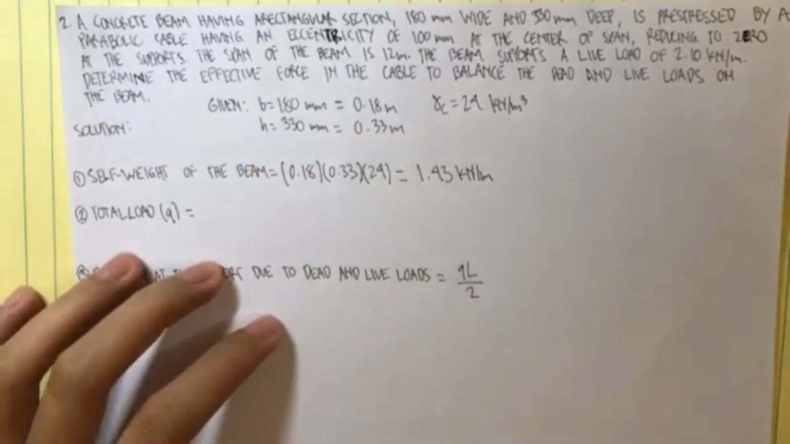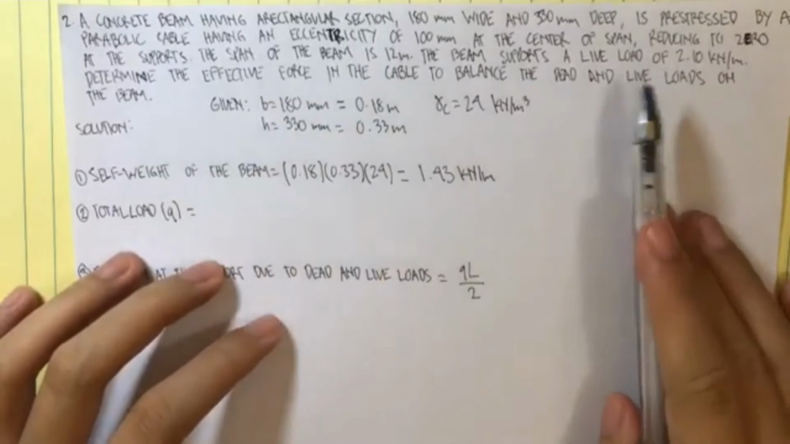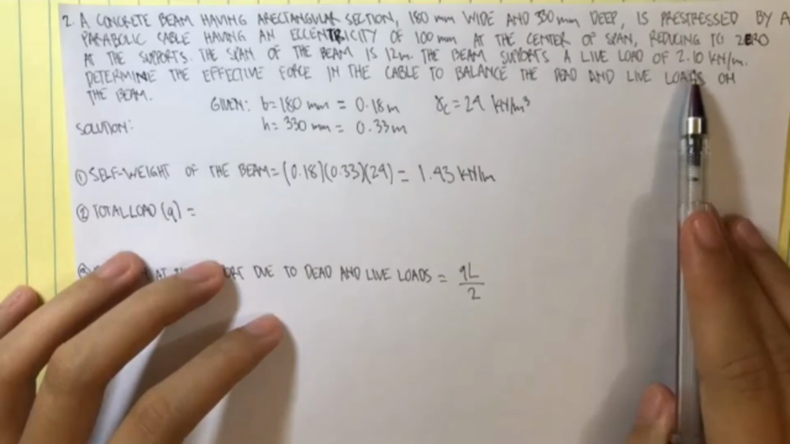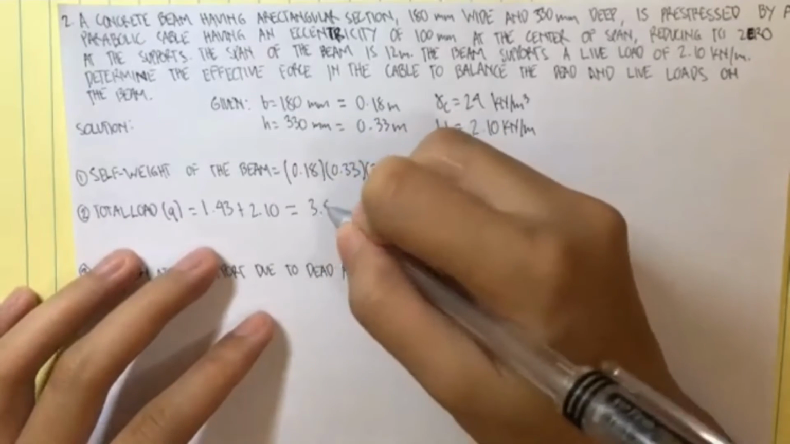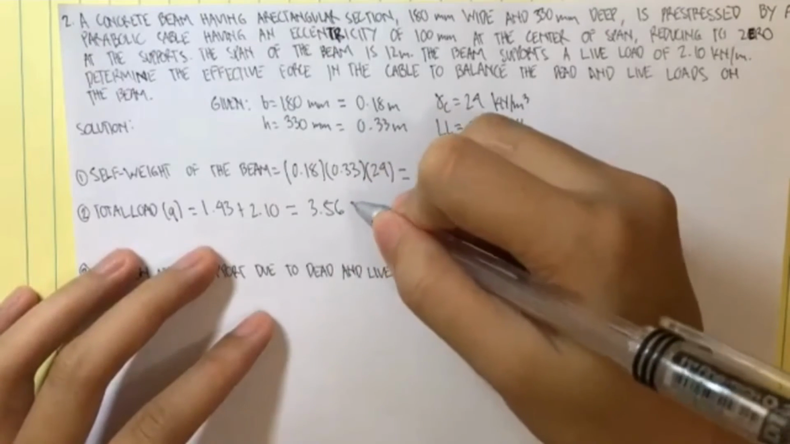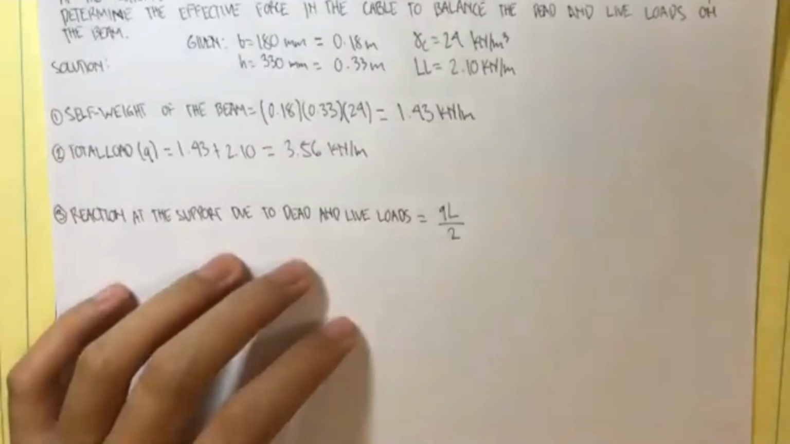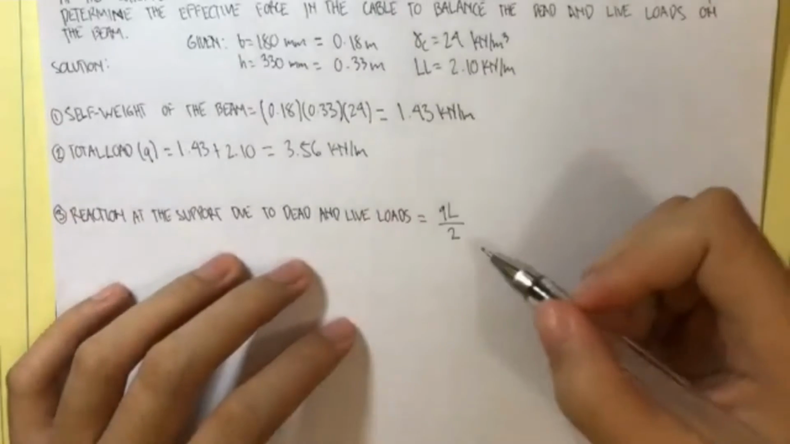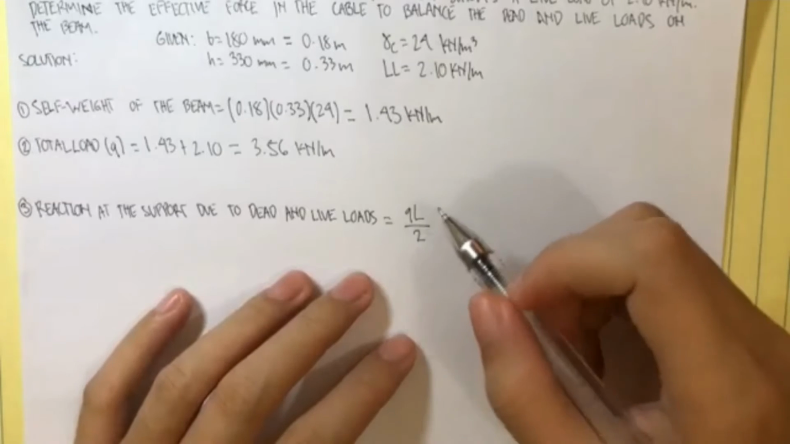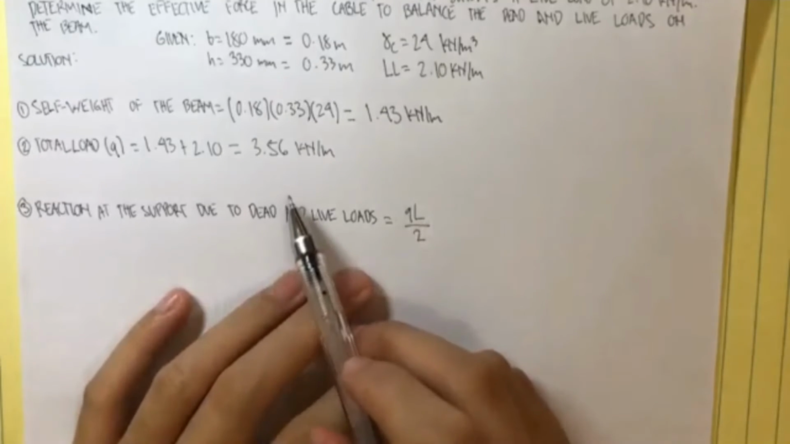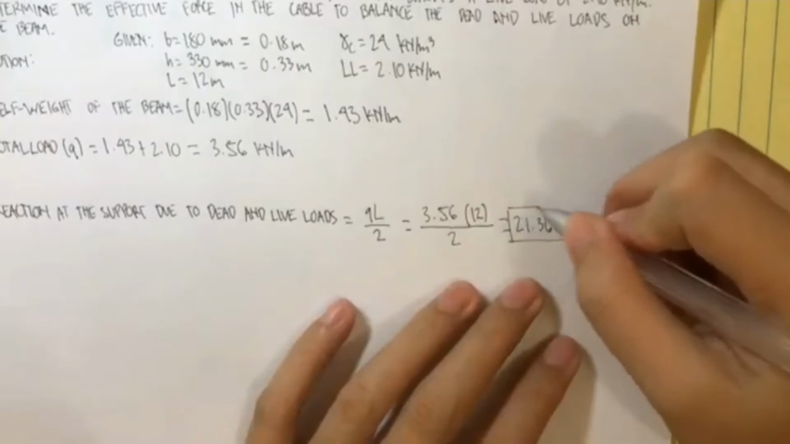Kukunin mo naman is total load or yung Q. Ipagpa-plus mo lang yung nakuha mong self-weight plus yung sinabi dito na live load 2.10. So yung total load is 3.56 kN per meter. Pangatlo mong gagawin para makuha mo yung effective force, isa-substitute mo lang sa formula na to itong Q na nakuha mo times mo yung length all over 2. So, yan yung sagot. 21.36 kN.